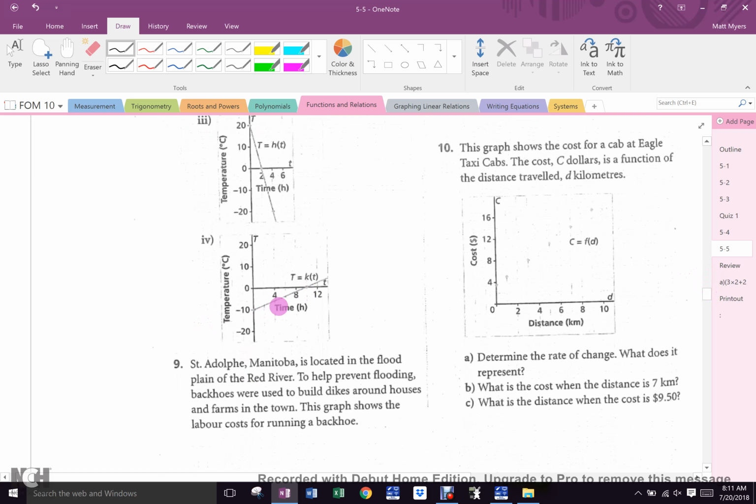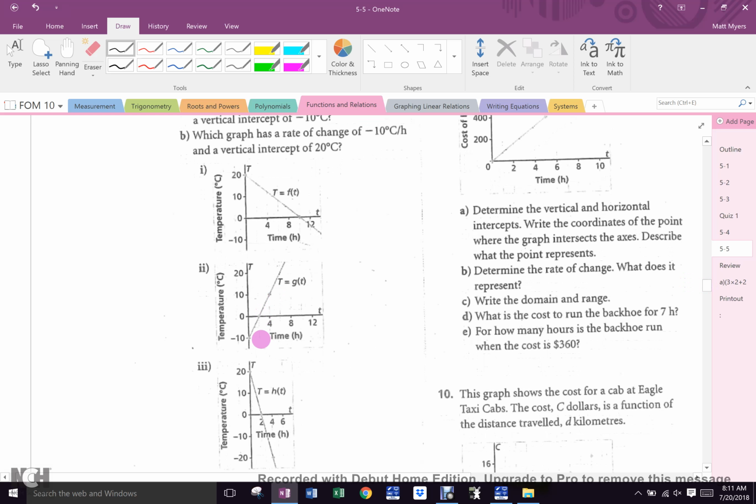So, in this one, when I go this way, I go from 0 to 10, and I go up 10. What is 10 divided by 10? 1. That's not a rate of change of 5. Now let's go to here. When I go this way, 4, I go up from negative 10 to positive 10, 20 over 4. What's that? So that is the one we are speaking of. Okay? Okay. Any other questions?